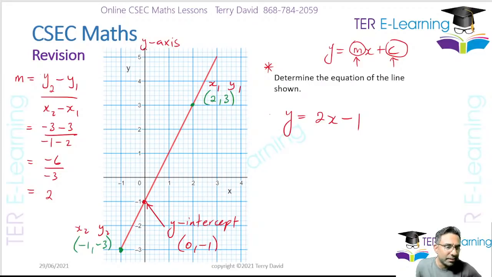Right, somebody's asking about the slope. It doesn't matter which 2 points you choose, you're going to get the same answer. If everybody chooses different points, you're going to get the same answer for the slope. All right, so that's my equation of the line shown.